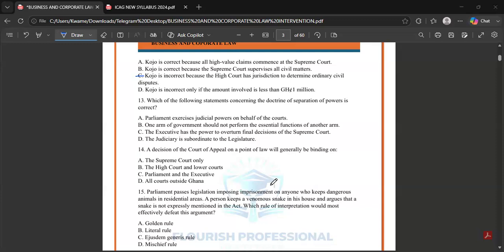Okay, I'll take B. One arm of government should not perform the essential functions of another arm. That's separation of powers. So we are separating their powers, separating what they have to do. So we are separating what each arm of government should do or can do. So that's the separation of powers.